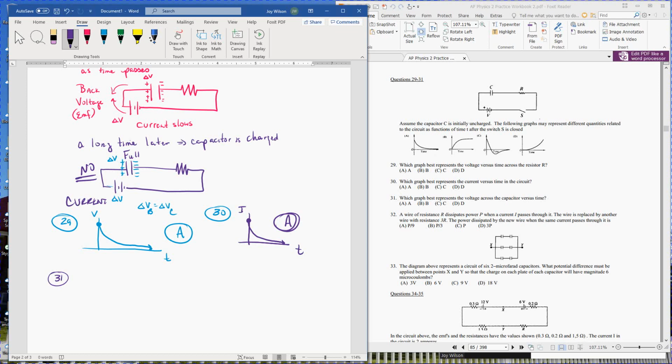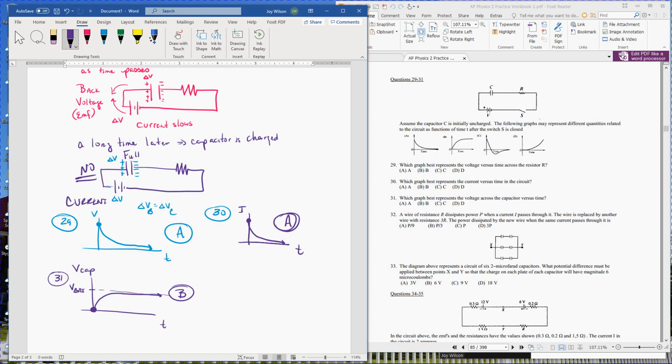Now, the question on 31 is different. It asks for the voltage on the capacitor with time. Well, the capacitor was empty to start with, so it had no voltage, and then it's going to go up to the voltage of the battery, so it's going to increase and kind of flatten out till it's getting really close to the voltage of the battery. That graph would be graph B.